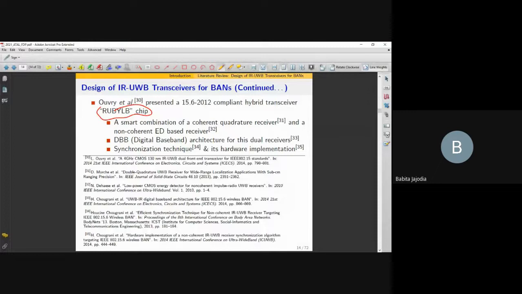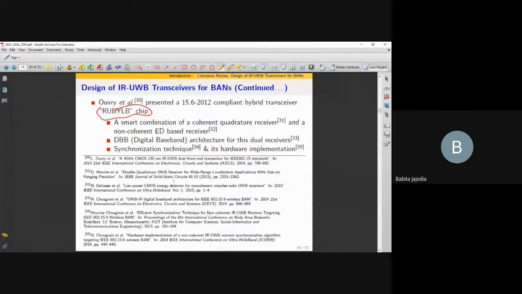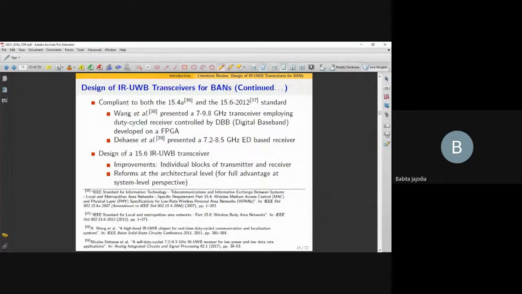Yeah. After this, when we could see some chips in reality, there was more active participation in trying to design and work on the wireless body network. Okay, as we mentioned, 15.4 and 15.6, there was some research which tried to make a single transceiver compatible with both standards. Wang was one of the people who tried to design a transceiver for the higher frequency 7 to 9.8, under the UWB, where he tried to employ a duty cycle receiver, and the digital baseband was developed on the FPGA.